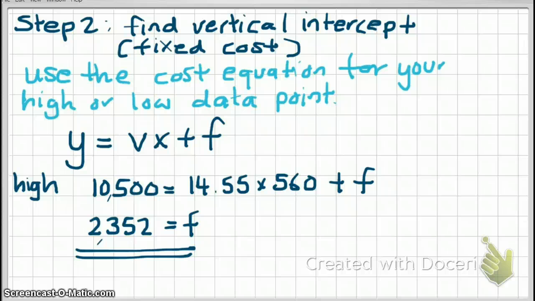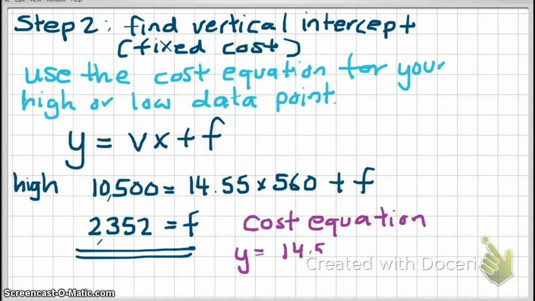Now that you have your fixed cost, you can come up with your cost equation. Your cost equation is y equals $14.55, which is your v, variable cost per unit, multiplied by your volume, x, plus f, which is your fixed cost. In this case, we know that fixed cost is 2,352. So you get y equals 14.55x plus 2,352. That is your cost equation for this particular data set.